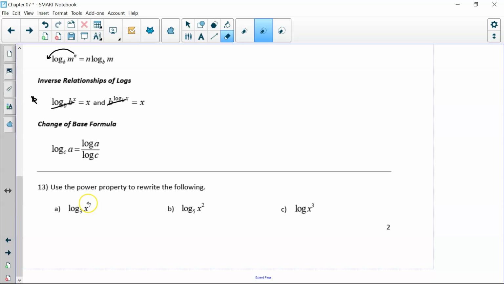So to start off, some examples use the power property. With that power property, the exponent just slides out to become the coefficient. So we just write that as 7 times the log base 3 of x. For b, the exponent becomes the coefficient. It's 2 log base 5 of x. And for c, the 3 goes out front, 3 log of x. Remember, that's log base 10. No base shown, the base is 10.